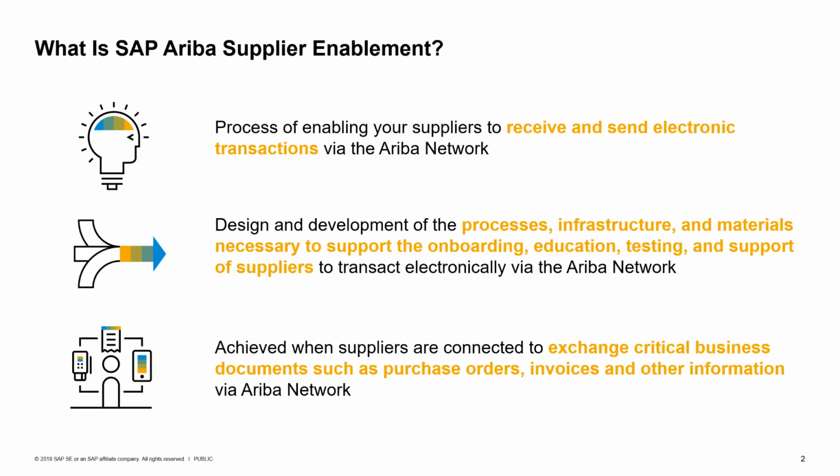First, what is SAP Ariba Supplier Enablement? Supplier enablement is the process of registering and enabling your suppliers to send and receive electronic transactions like purchase orders, order confirmations, advance ship notices, and invoices. This requires a well-defined process that leverages a strong infrastructure with support materials to assist your suppliers throughout the entirety of the process. Supplier enablement is successful once a supplier is able to send and receive electronic documents via the Ariba network.